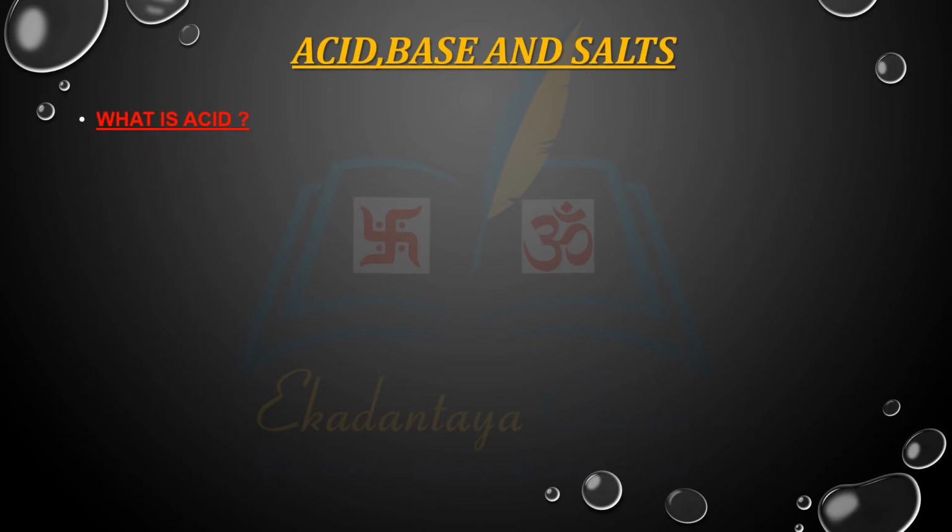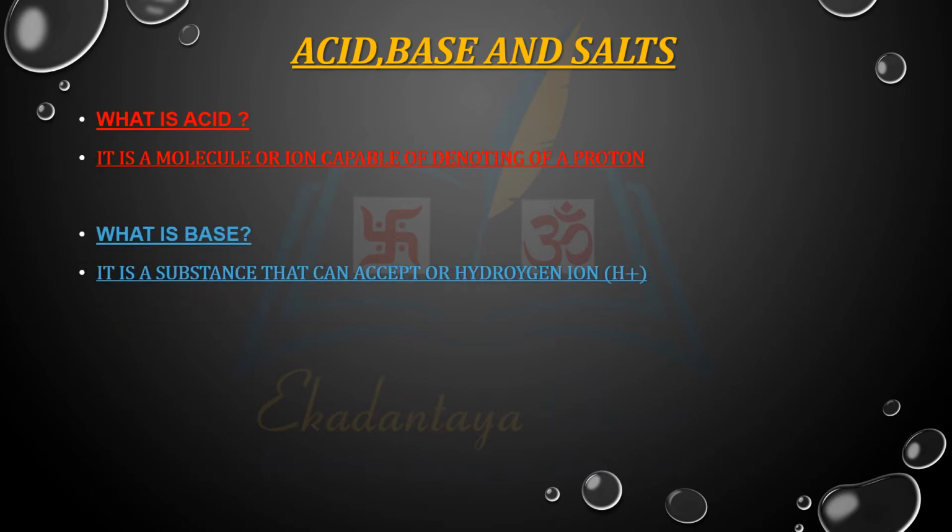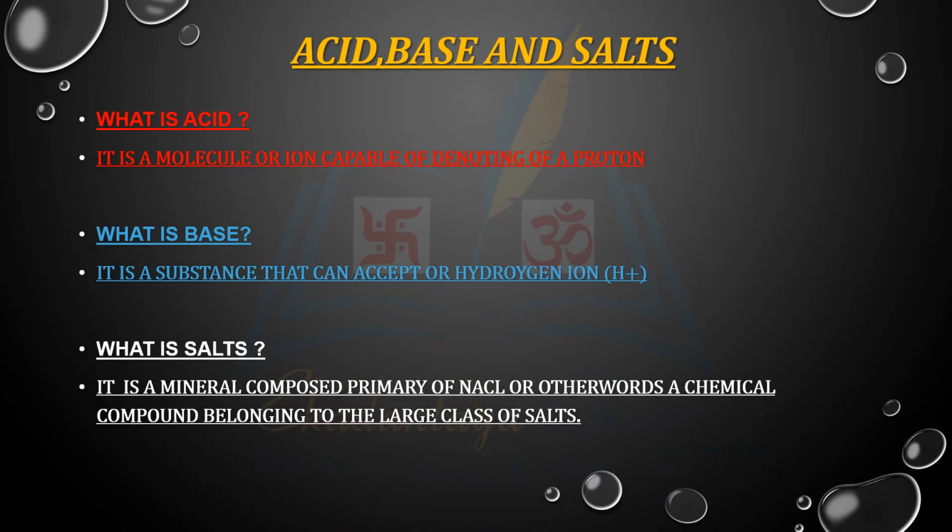Now, what is an acid? It is a molecule or ion capable of donating a proton. What is a base? It is a substance that can accept a proton or hydrogen ion, that is H plus ions. What are salts? It is a mineral composed primarily of NaCl, or in other words a chemical compound belonging to the larger class of salts.